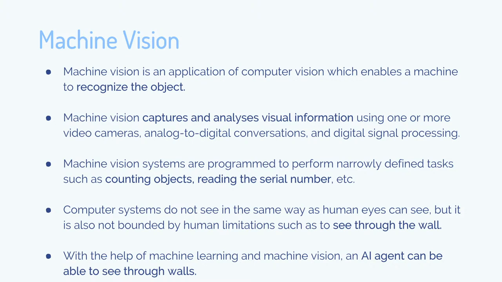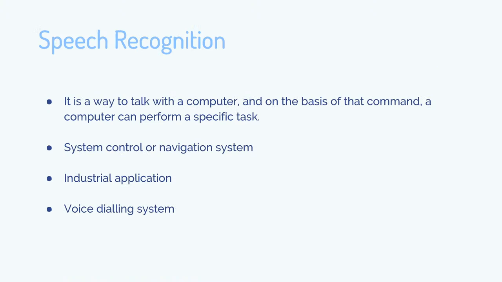And then we have some other agents also. For example, as human beings, we can't see through a wall, but AI can definitely see through the wall and check whatever is there. That comes under machine vision. And then speech recognition. Speech recognition is important, because the way we interact with machines is one of the speech recognition applications only.